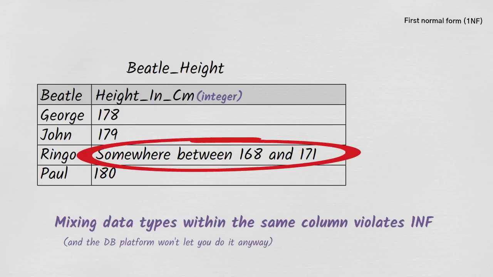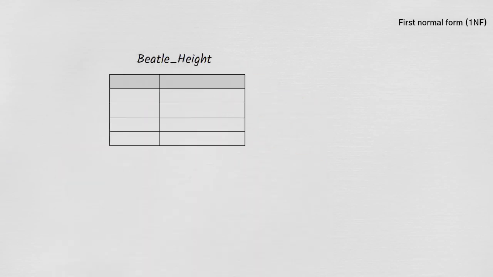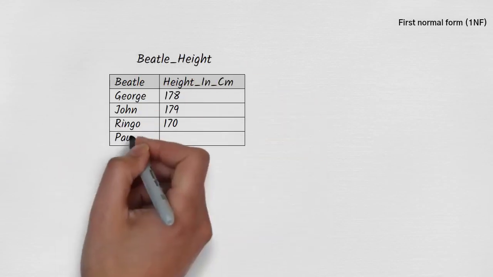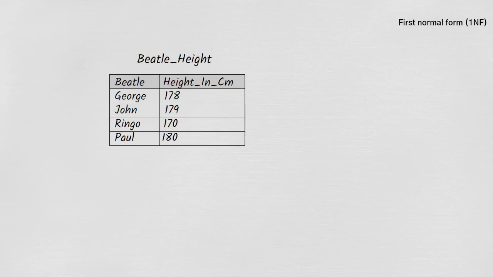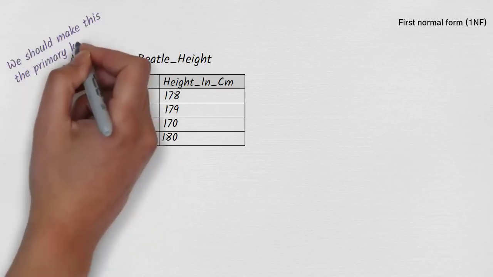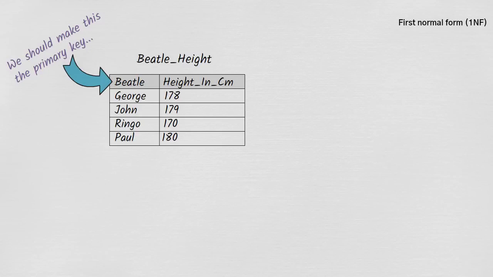A third way of violating first normal form is by designing a table without a primary key. A primary key is a column, or a combination of columns, that uniquely identifies a row in the table. For example, in the table beetle height, our intention is that each row should tell us about one particular beetle, so we ought to designate beetle as the primary key of the beetle height table. The database platform will need to know about our choice of primary key, so we'll want to get the primary key into the database by doing something like this.